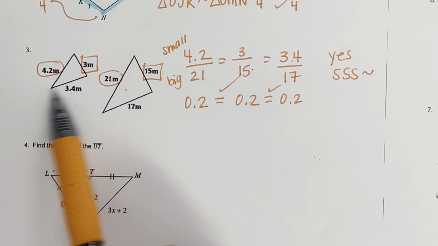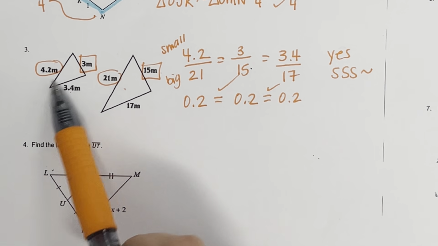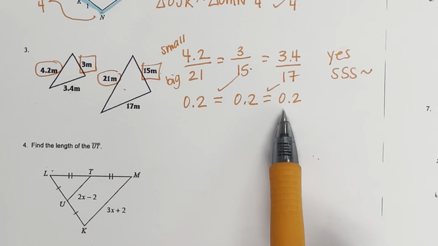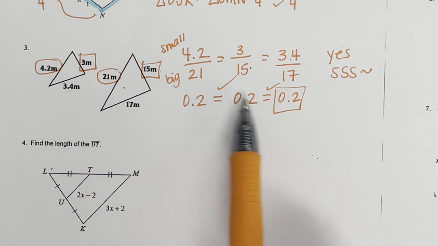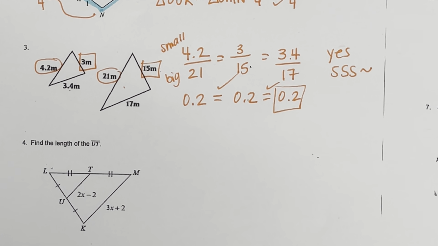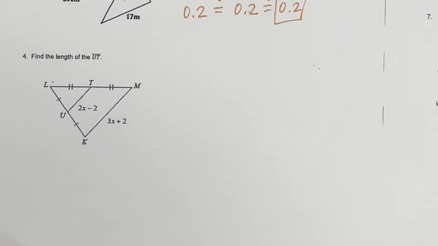Okay, so I can't really name these triangles, right, because I don't have letters for you, but I know that this is the scale factor right here, 0.2, because that's what the proportion comes out to be for all of them. All right, number 4, find the length of UT.